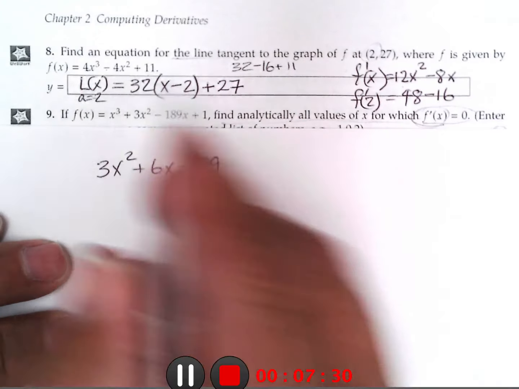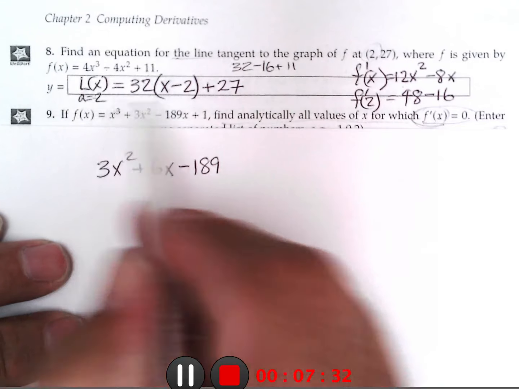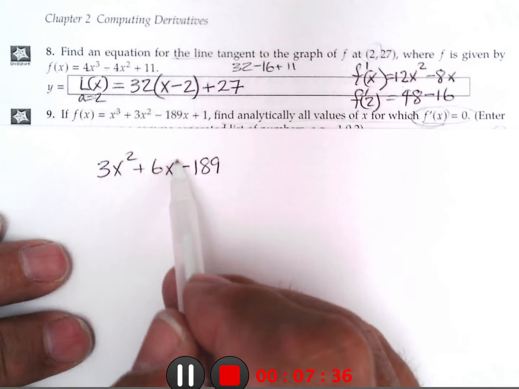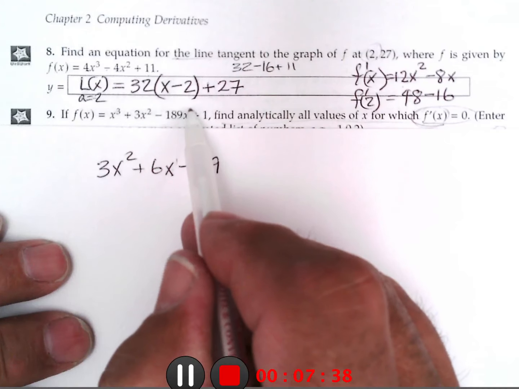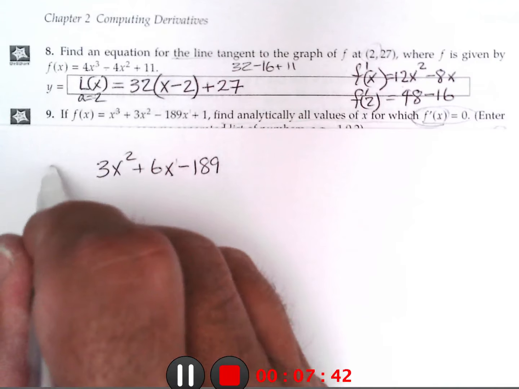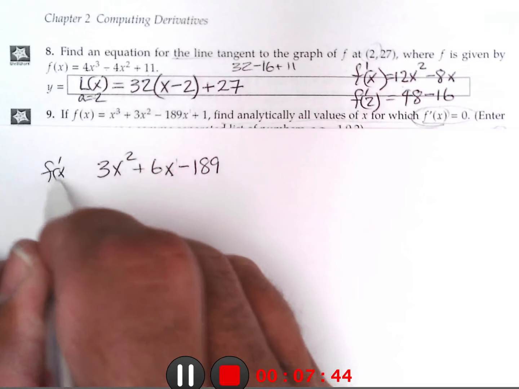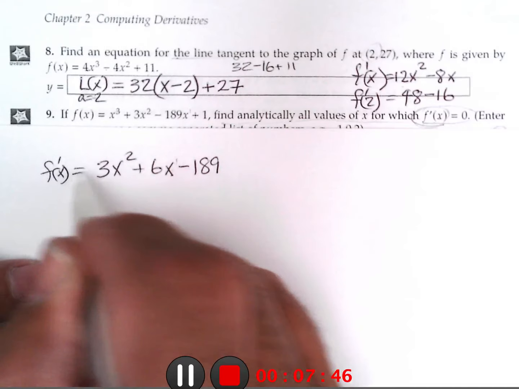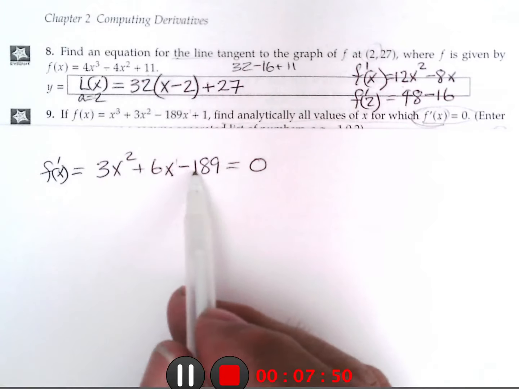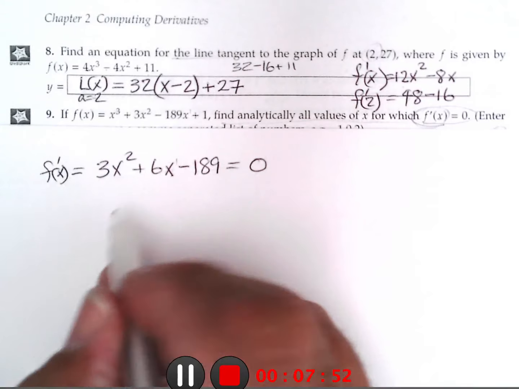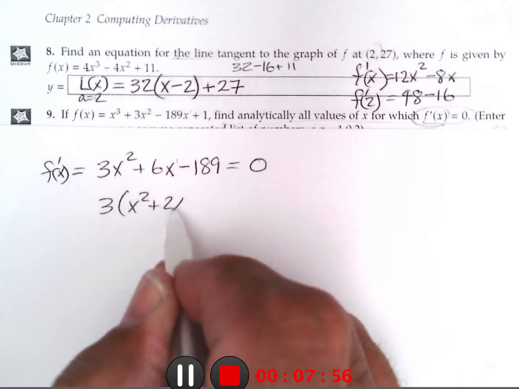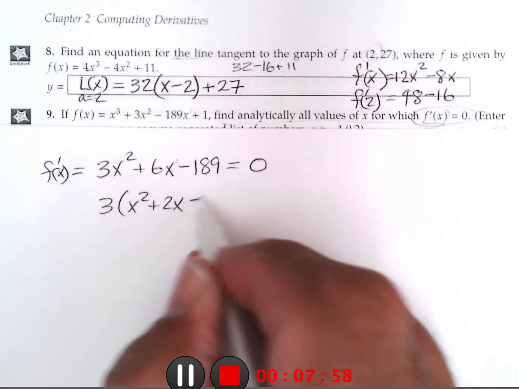3, lower by 1. 2 times 3 is 6, lowered by 1. And 1 times that is that, lowered by 1. We get this. That's f prime of x. And they want to know when that's equal to 0. I think 3 goes into all that, so it would be 3 times x squared plus 2x minus 63.